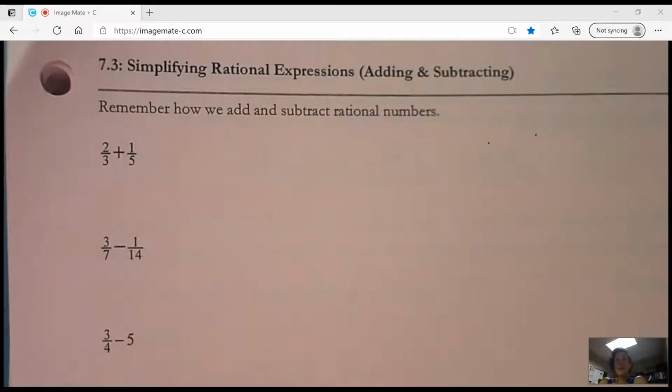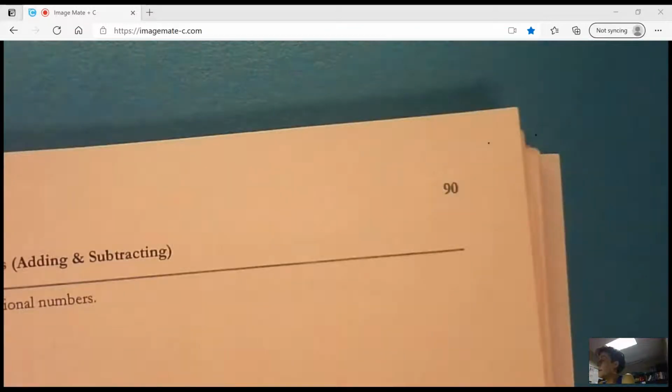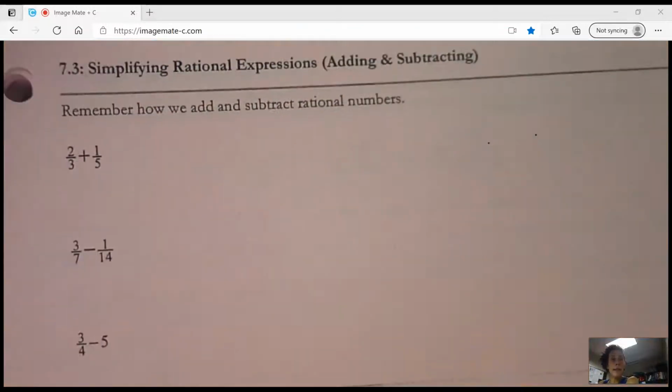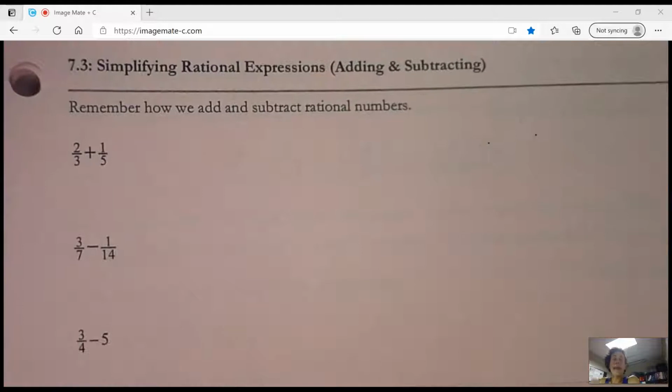All right, in today's lesson, 7.3, which is on page 90, we will be looking at adding and subtracting rational expressions. And you just have to remember how you add and subtract rational numbers, hence the word fractions. Fractions are rational numbers. And so when you add or subtract, adding and subtracting has the pickiest rule of all the rules. In order to add and subtract a fraction, you need a common denominator.